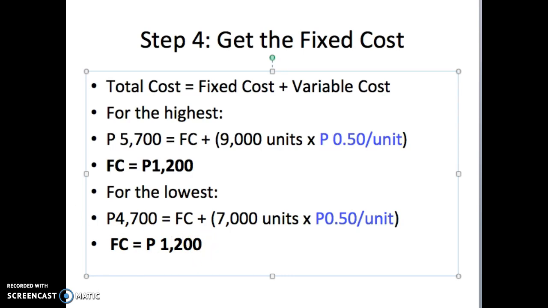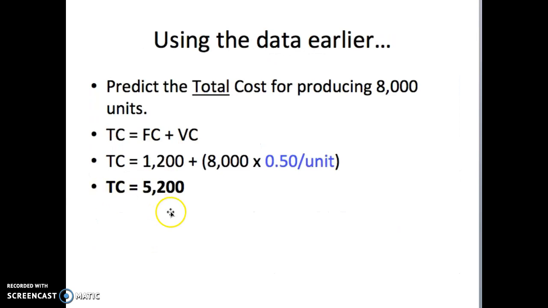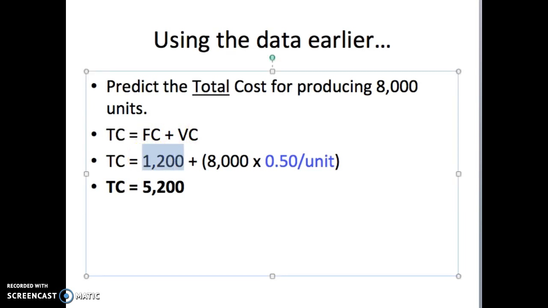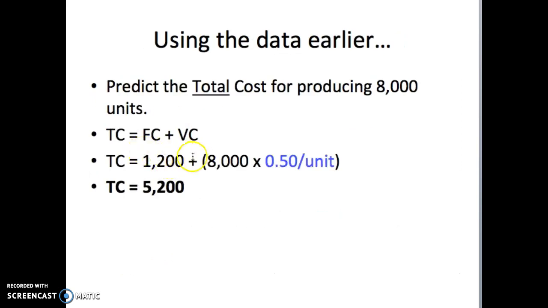Now, after doing this, we can actually predict the total cost for producing 8,000 units. Applying the formula earlier, total cost equals fixed cost plus variable cost. Fixed cost will be 1,200, which is what we got from the previous slide. Then we multiply the number of units that we want to look into, in this case 8,000 units, times the variable cost per unit. Then we will get the total cost amounting to 5,200 pesos.